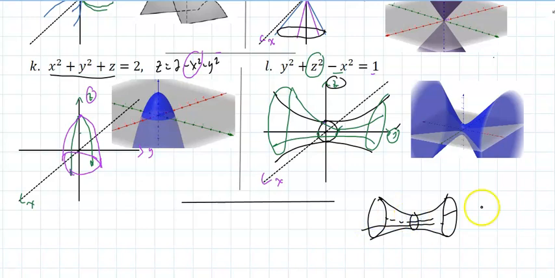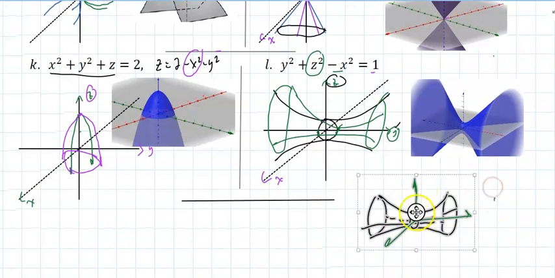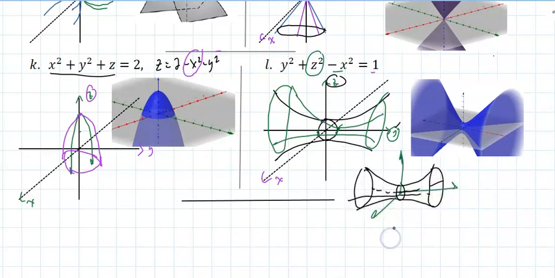There. That's kind of how you do it, and then you add the axis in there. There. That's normally how I do it. It takes a bit of time. It's more important for you to visualize than to actually graph. And that would be it for this section.